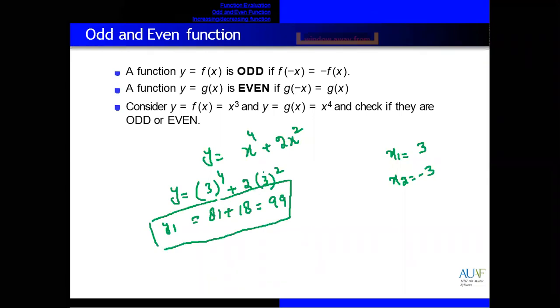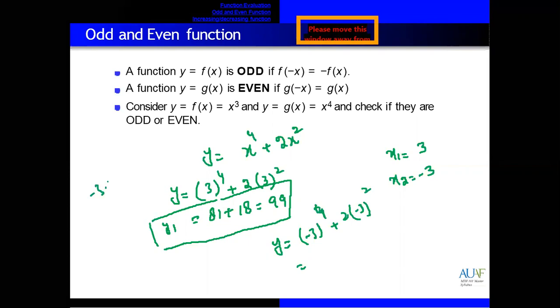Same if we give x equal to minus 3, y is equal to minus 3 power 4 plus 2 into minus 3 whole square. So minus 3 again, power is 4, this means minus 3 multiplied by minus 3 multiplied by minus 3 multiplied by minus 3. Again, it gives you plus, like 81 plus 18. So 81 plus 18 equal to 99. So you can see for both values, results are the same. So this type of function is called an even function.